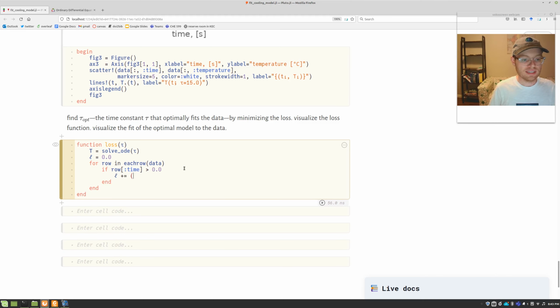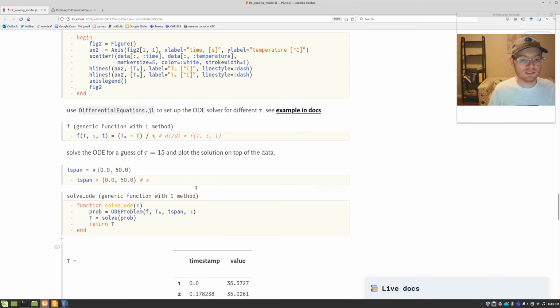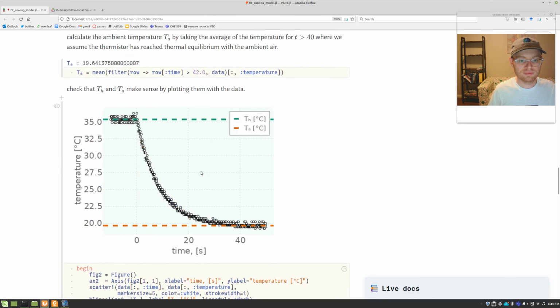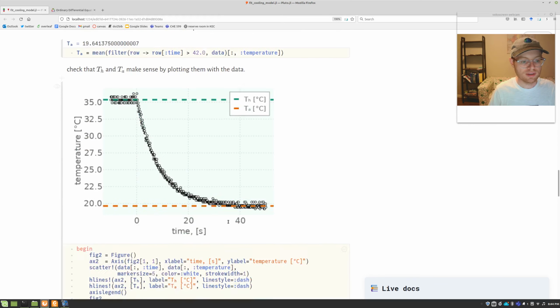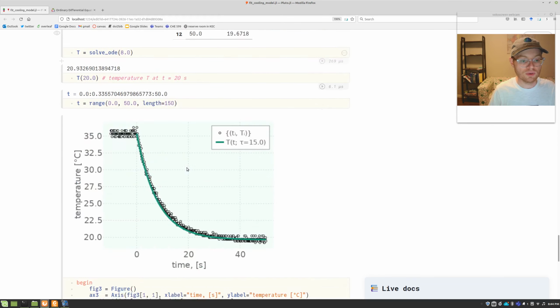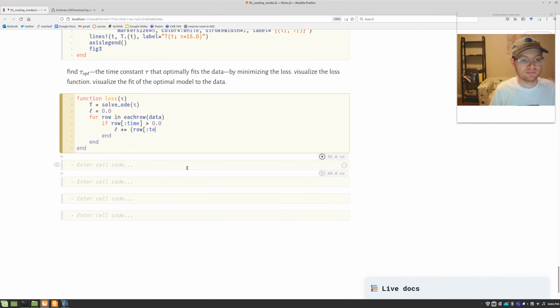Plus equals, and then you look at the row of the temperature. So you're going to get the temperature, where is it? It's over here. You're going to get the temperature of that row and compare it to what the model tells you, minus t at that time. Okay? And you're going to square that up.